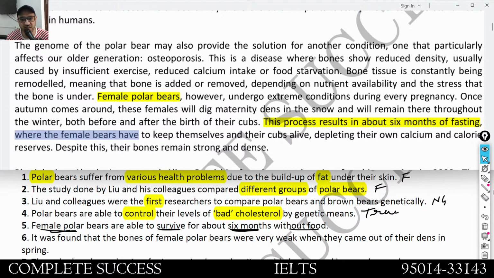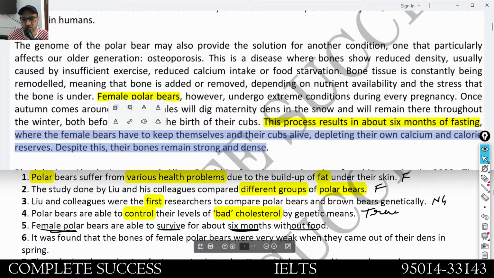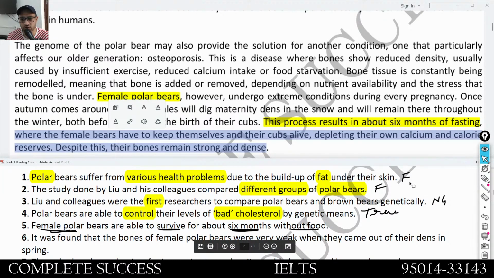Where the female bears have to keep themselves and their cubs alive. ठीक है. Depleting their own calcium and calories reserves. वो डिप्लीट होता है, खत्म होना उनका, उसका खुद का कैल्शियम और कैलोरीज खत्म होते रहते हैं. लेकिन डिस्पाइट दिस देयर बोन्स रिमेन स्ट्रॉन्ग एंड डेंस. फिर भी उनकी जो हड्डियां हैं वो स्ट्रॉन्ग रहती हैं, मतलब काफ़ी डेंस रहती हैं. So the answer of this question should be true.